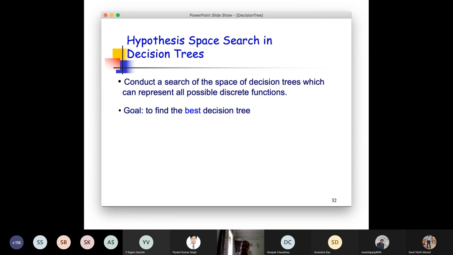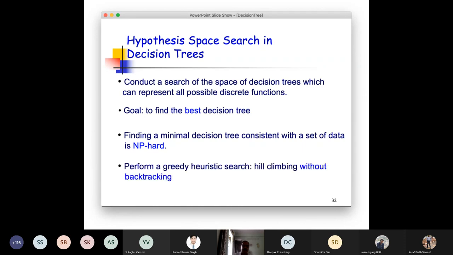So you cannot measure with respect to your training error; that cannot be a measure here. The height of the tree could be one possible measure by which you can choose the best decision tree. I already mentioned that this is an NP-hard problem, and so we are performing a greedy heuristic search without any backtracking. At every point you are simply expanding the nodes.